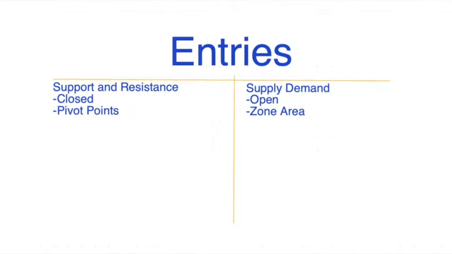A couple of things to point out: support and resistance entries are based on closed price action and pivot points in the market, and supply and demand entries are based on, well, you're entering on an open candle and you're basing your entry on a zone area. So let's dive in to understand how to get the best entries, whether we are looking at support and resistance or whether we are looking at supply and demand.